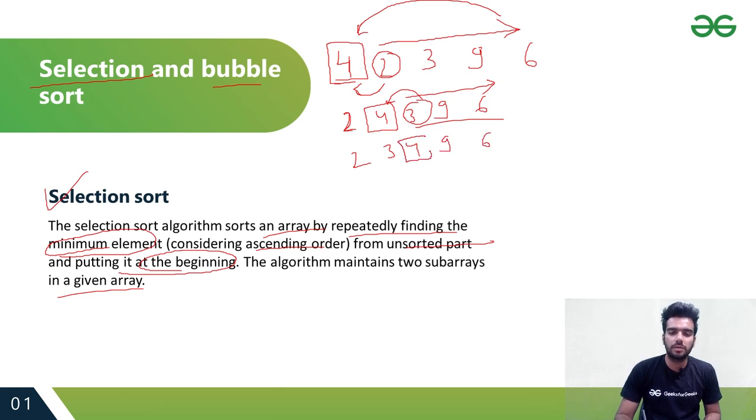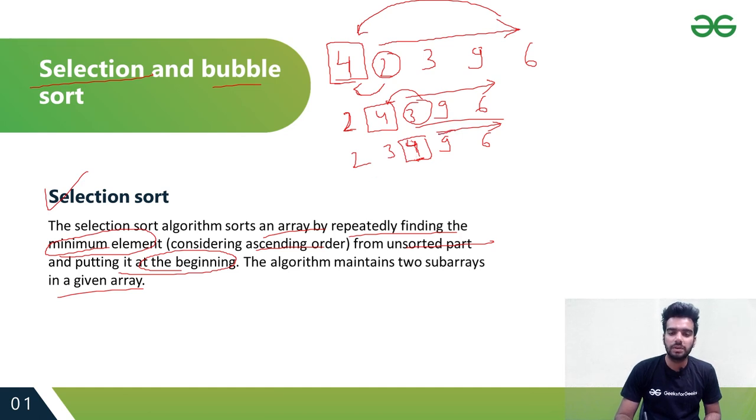And now in this case, it will consider 4 as the minimum element. It will search for an element which is less than this element in the remaining part. So it will find that no element is less than 4. So it will remain as it is in this iteration because no element is less than 4.